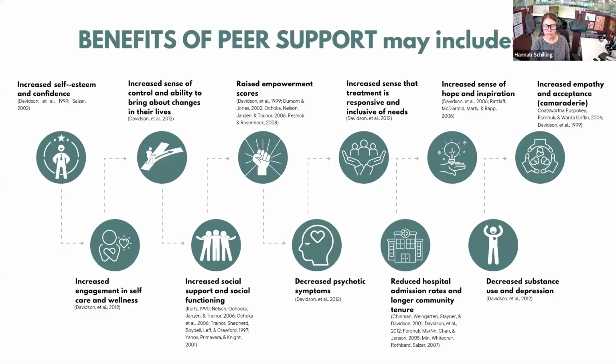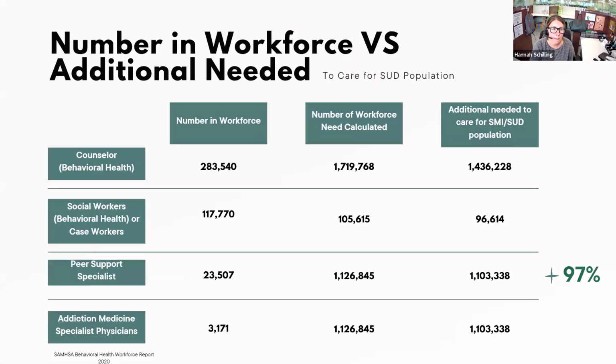So I want to talk about the benefits of peer support. What do they include? There's a lot of them here. I'm not going to go through all of them, but there's so much evidence behind the value of peer recovery support and what it brings to the recovery field. So you can see increased social support and functioning, increased self-esteem, sense of ability to control, empowerment scores, sense of hope and aspiration, decreased substance use and depression, and reduced hospital admissions. So much can be evidentiary supported by the work of peer recovery supporters.